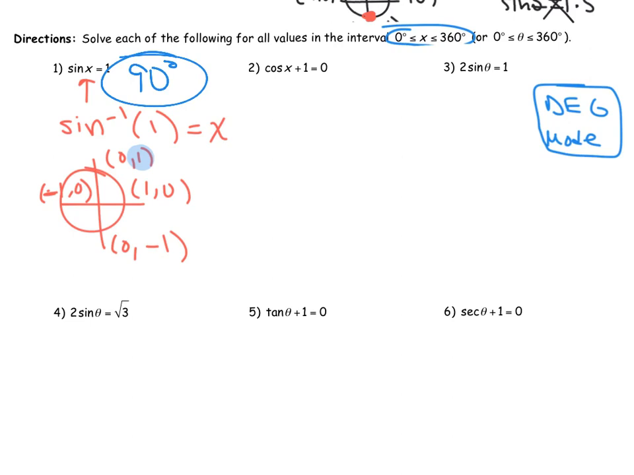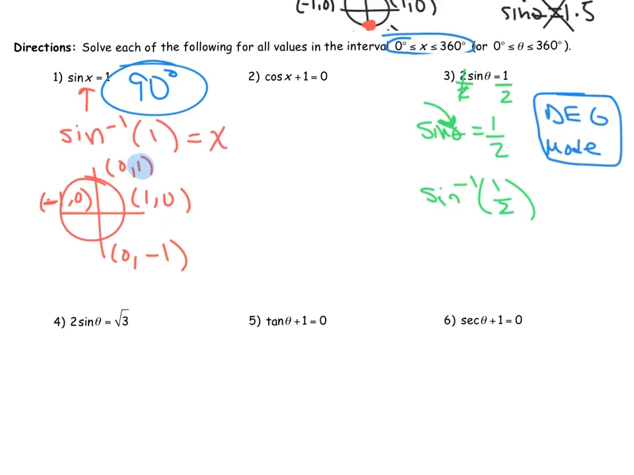All right, let's take a look at example 3 here. We want to get theta by itself. So first let's divide by 2 on both sides. So now I have sine theta equals a half. Remember, you're solving for that angle measure. So we're taking inverse trig. Sine inverse of a half. So we got to remember, sine of what gets me to a half? And if you need to, refer back to your chart here.